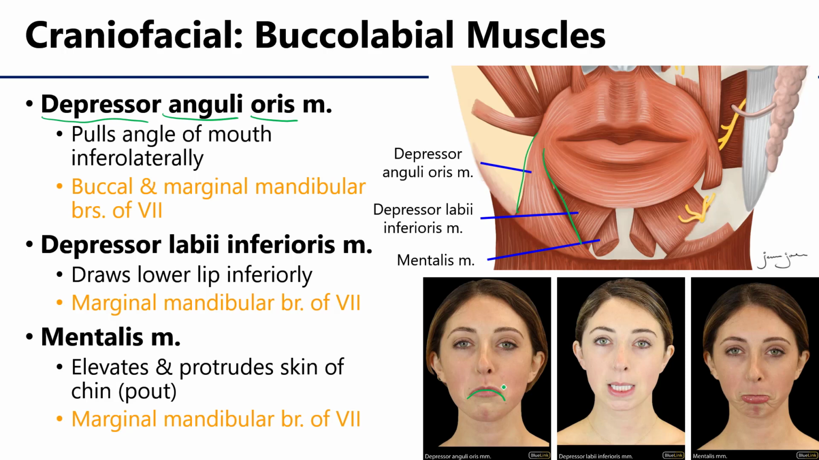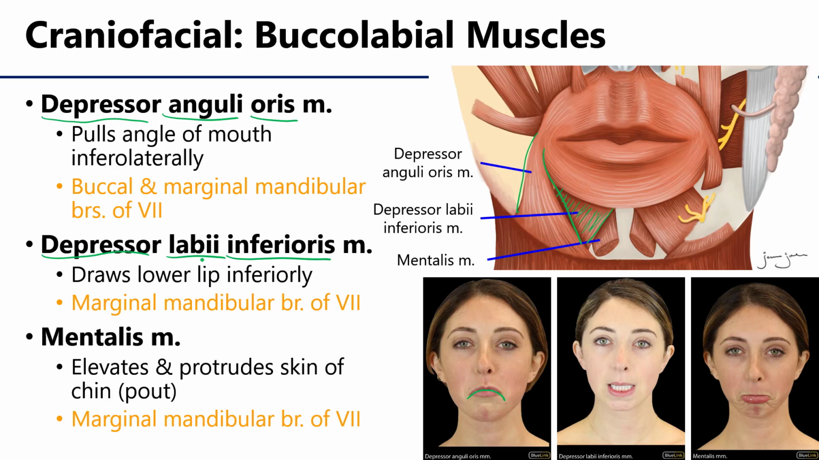We also have depressor labii inferioris. Depressor labii inferioris is found sort of tucking underneath depressor anguli oris, and it's also underneath orbicularis oris, kind of running obliquely like this. Depressor labii inferioris, as its name suggests, depresses the lower or inferior lip. It is innervated by the marginal mandibular branch of the facial nerve.